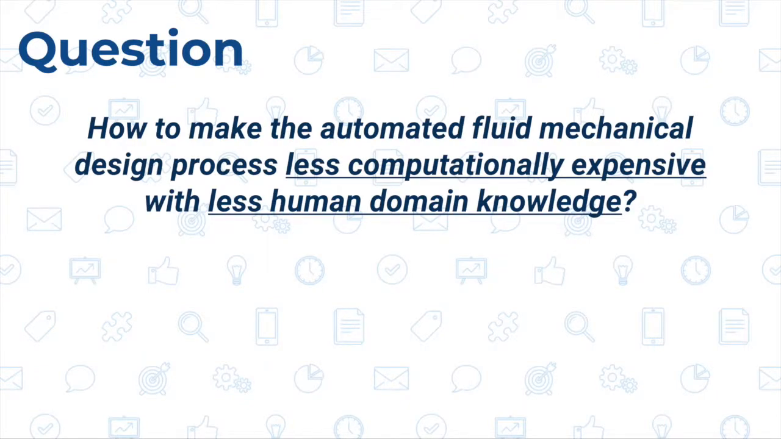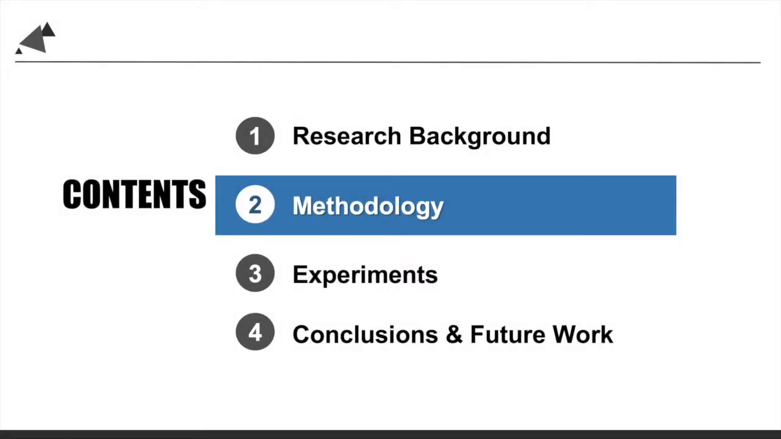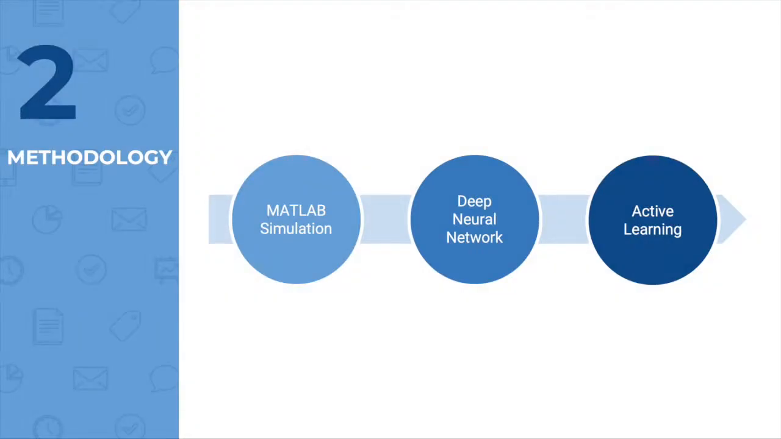Therefore, there are two key questions for our study to deal with. How can we make this design process even less computationally expensive with less human domain knowledge? Our solution is DNN over active learning. Now, let's look into methodology. I will include explanations of how we get the data and how we train DNN with active learning.